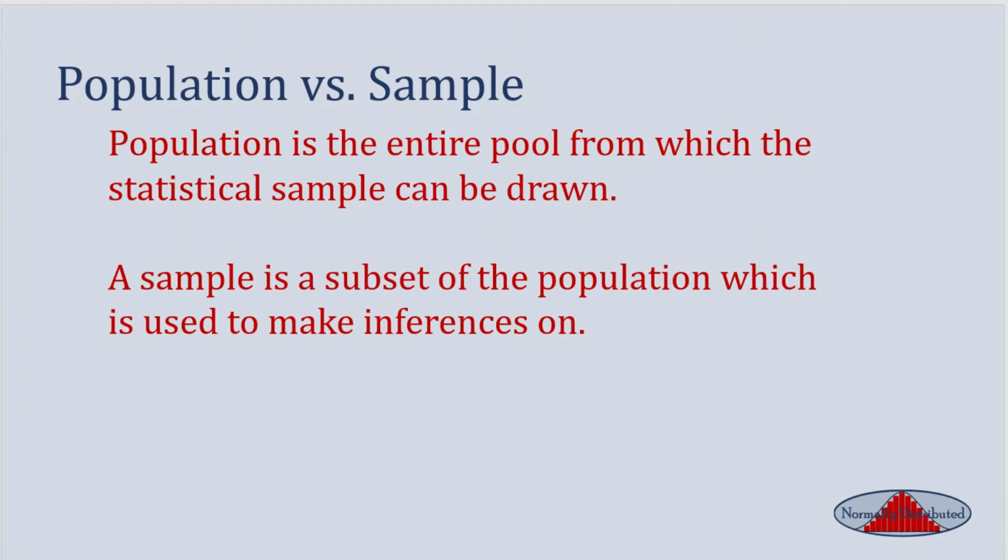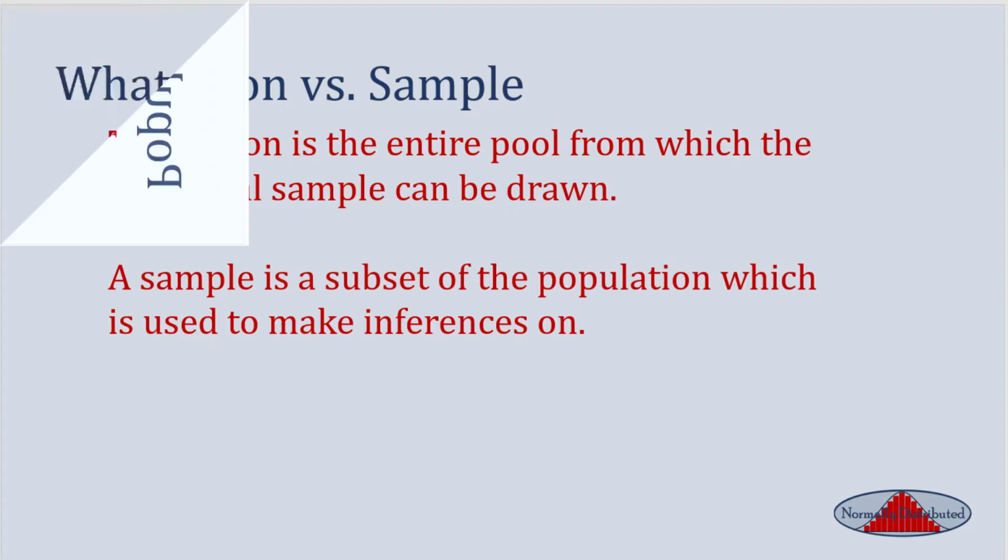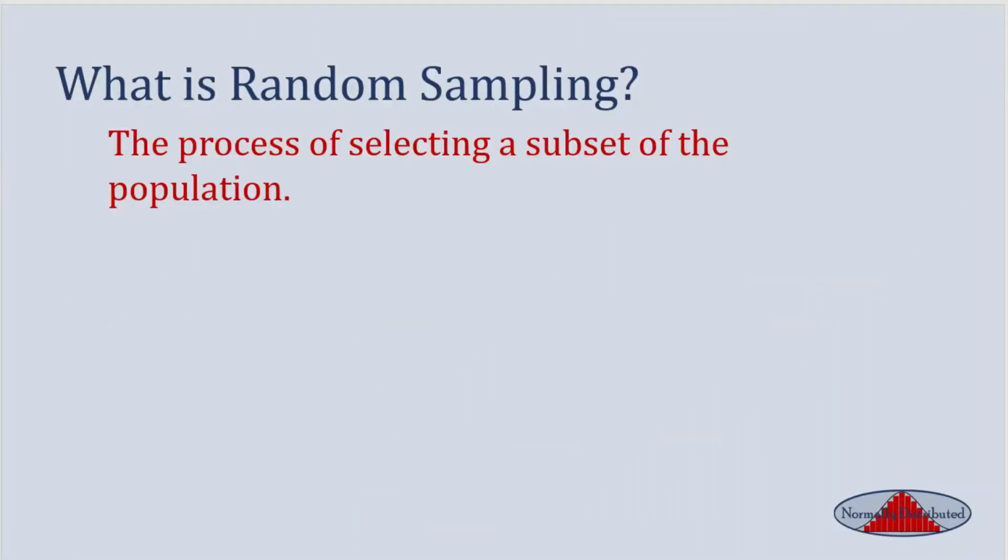So let's say a player plays 352 games in their career. A sample would be taking a tenth of that, maybe 35 games, and trying to draw inferences on the entire population average just with those 35. So what is random sampling?